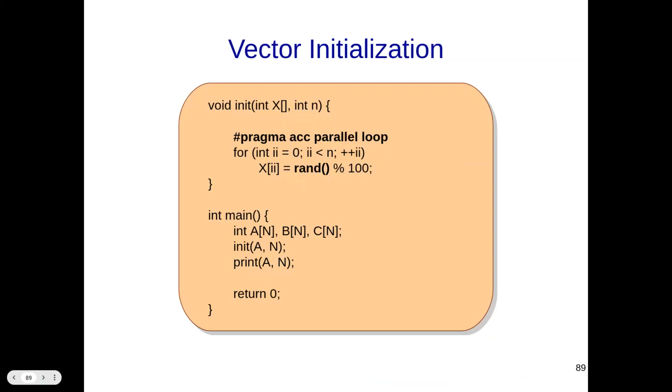What do you think will be the output of this code? So I have these arrays A, B, C. I'm initializing only A and then printing the values of A. What do you think will be the output of this code?